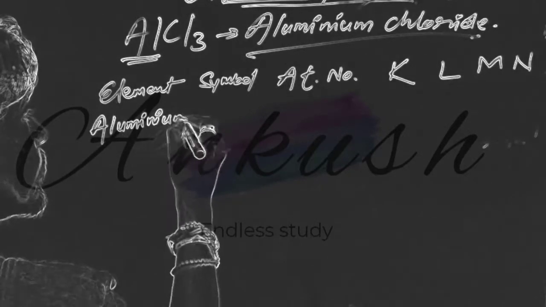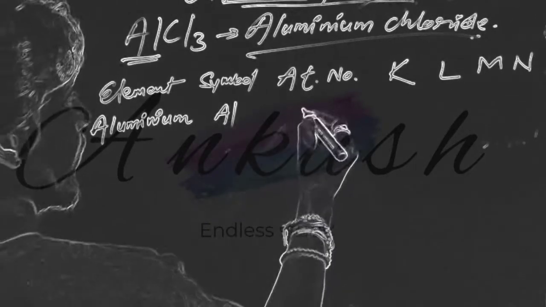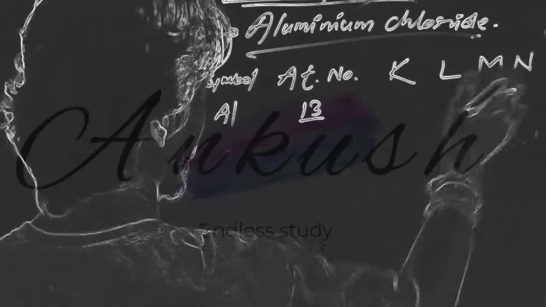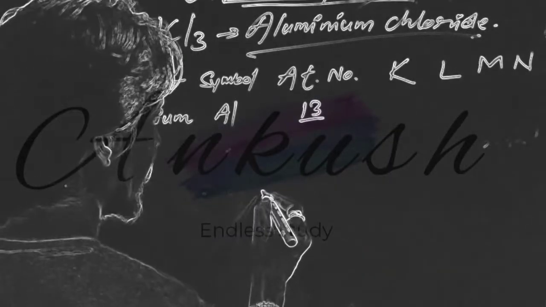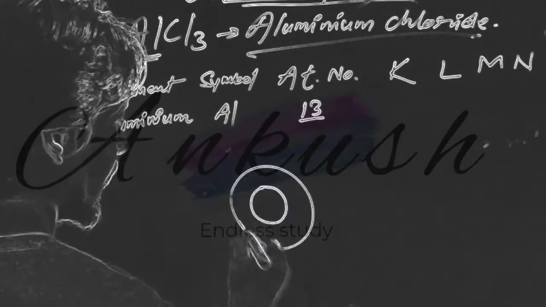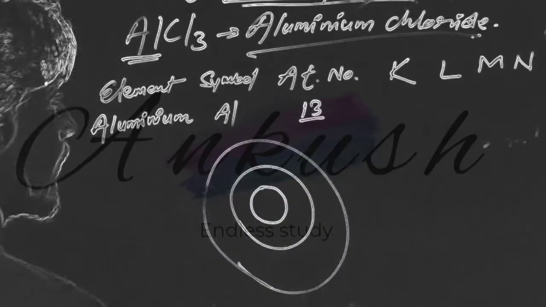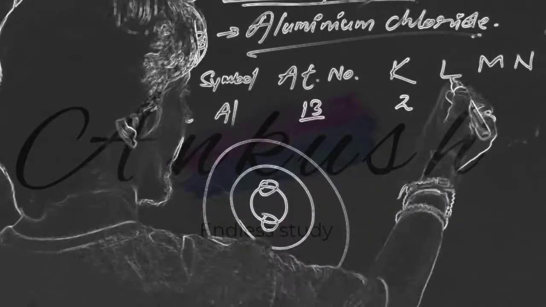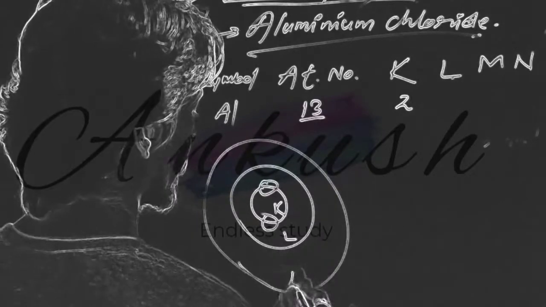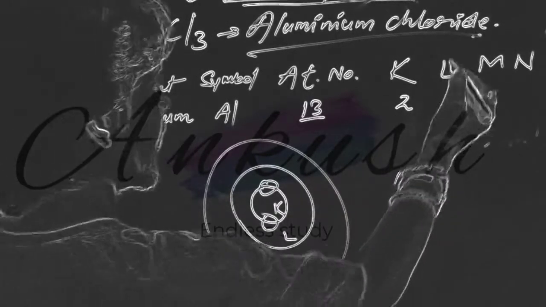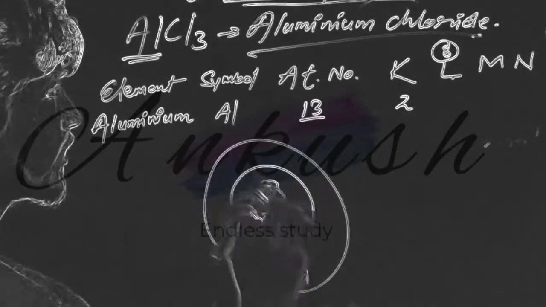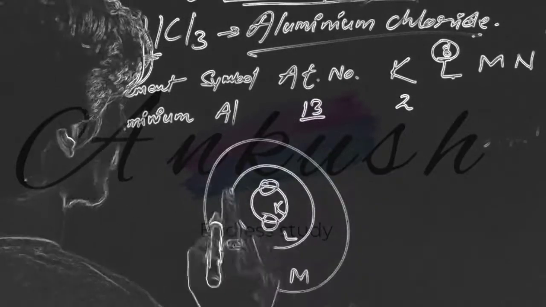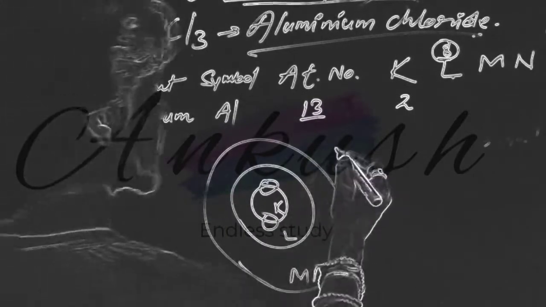So here first element is aluminium. Symbol is Al. Atomic number 13. Means we have to fill 13 electrons in K, L, M, N. We take a somewhat detailed study in this. Suppose this is K, L and M. Now you see in K how many? 2 can be filled. 2 we filled here. In L how many we can fill? 8. The maximum number of electrons, you have to keep in your mind that you have to fill maximum 8 electrons in the outermost shell or any shell to make it stable.